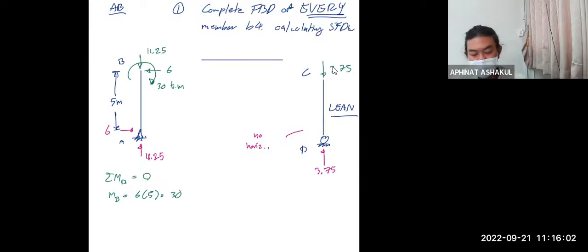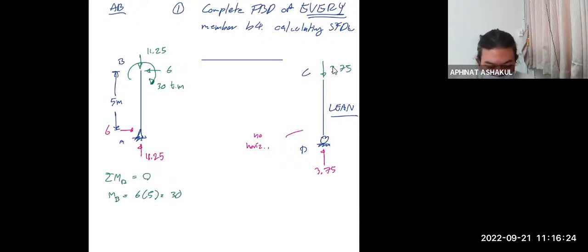Now you know, because your member AB, before you do anything, look at your member AB. You all agree that this is under equilibrium, correct? So that means all the forces at joint B here must be transferred to joint B here in the opposite direction.